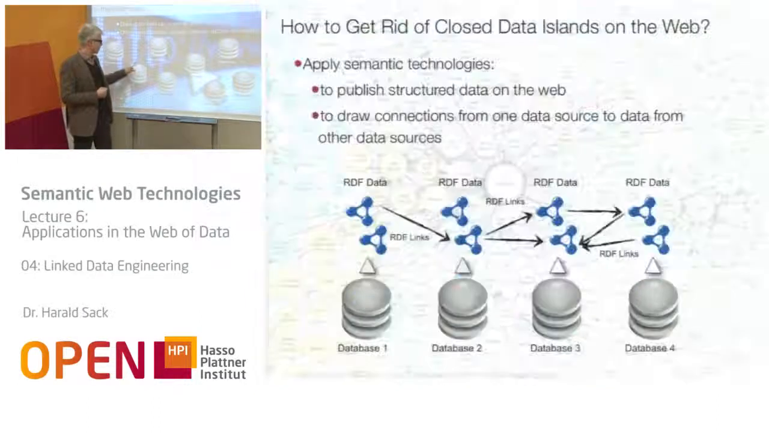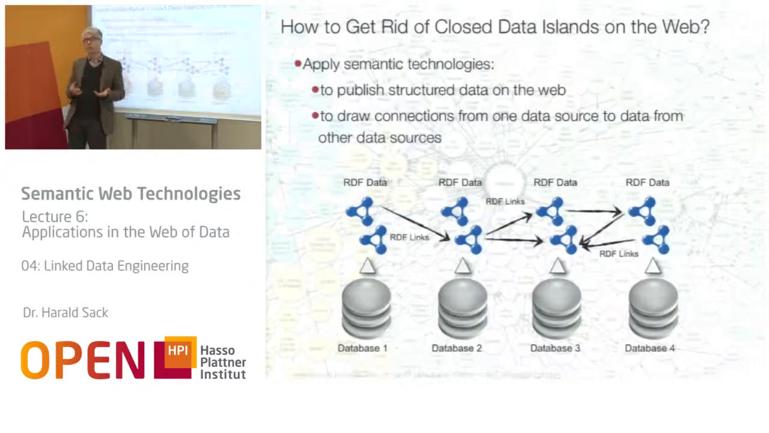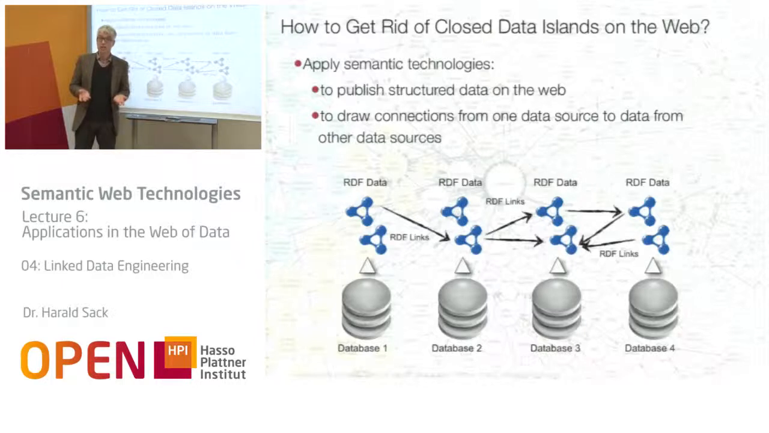But we already know the solution to this problem. We know semantic technologies, and we can use semantic technologies to publish structured data in the web, simply by translating this data into RDF and OWL ontologies, and then publishing it as RDF-based data. And then we can draw connections from one data source to data from another data source. And what we come up with is so-called linked data.